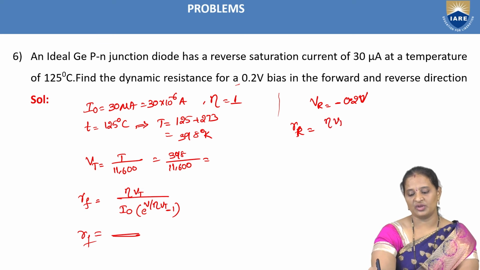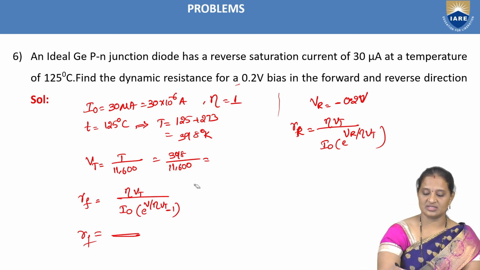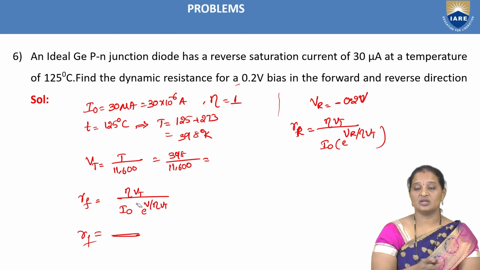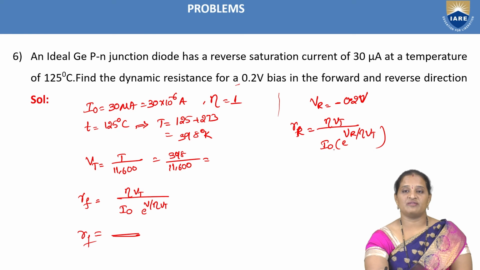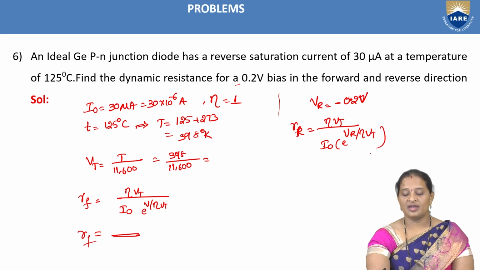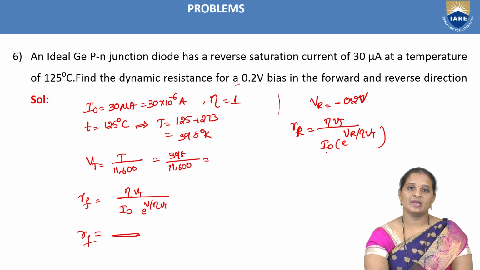So eta into Vt divided by I naught into e power VR divided by eta into Vt. The minus 1 is not included in the formula. So this is the formula. Just substitute all the values so that you can find the dynamic resistance in forward direction and in reverse direction for the same voltage applied, that is equals to 0.2.